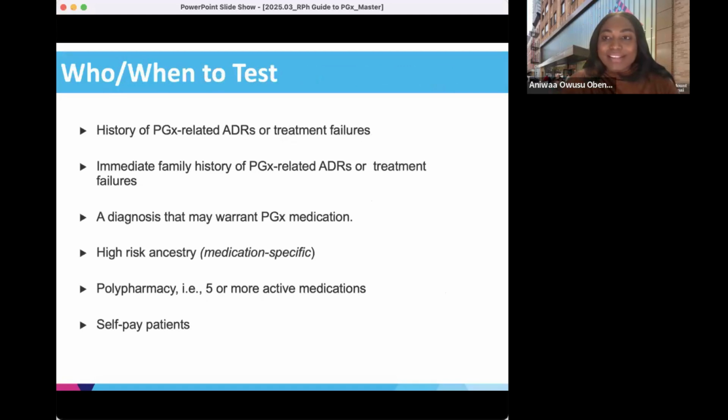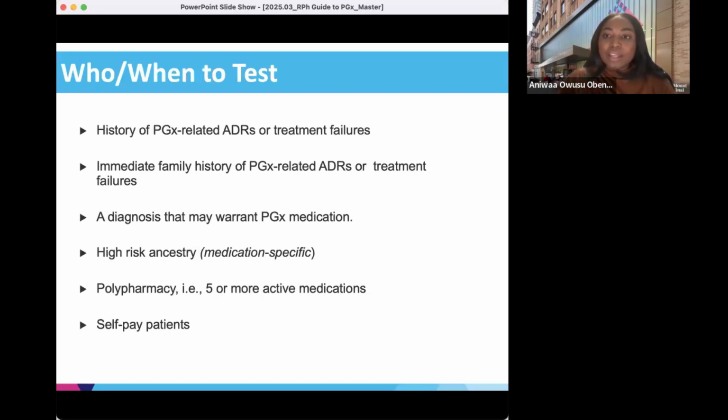So then who do you test and when? This is always a question that comes up. For our program, we believe that if the patient has a history of pharmacogenomic related adverse drug reactions or even treatment failures, or they have a history of ADRs or treatment failures to pharmacogenetics implicated medications, we should go ahead and test them. If they have immediate family history of that, so that applies to their parents, their siblings, and their children.